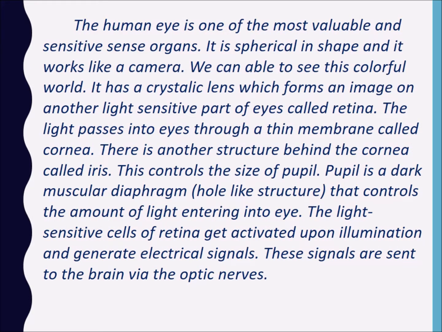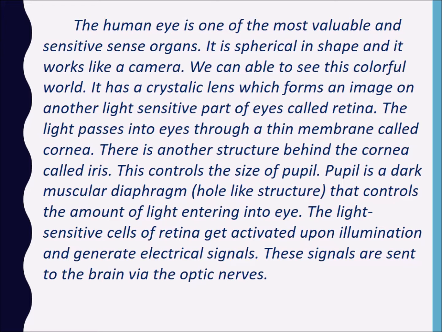The human eye is one of the most valuable and sensitive sense organs. It is spherical in shape and it works like a camera. We are able to see this colorful world. It has a crystalline lens which forms an image on another light-sensitive part of the eye called the retina.